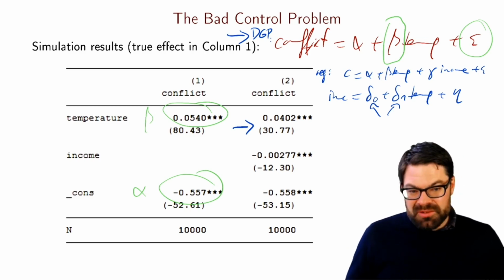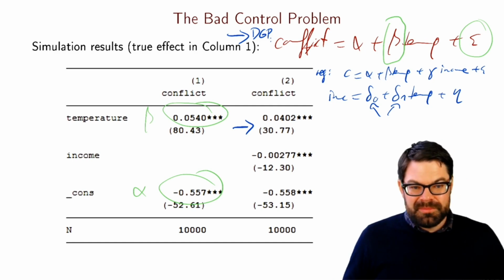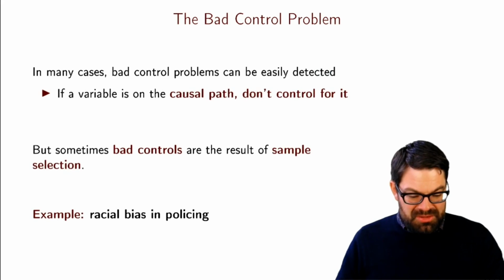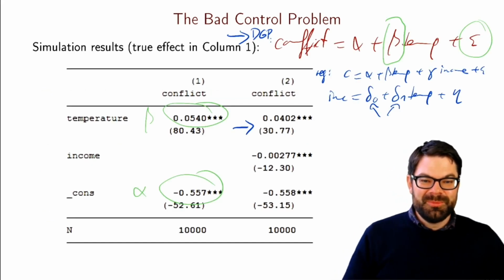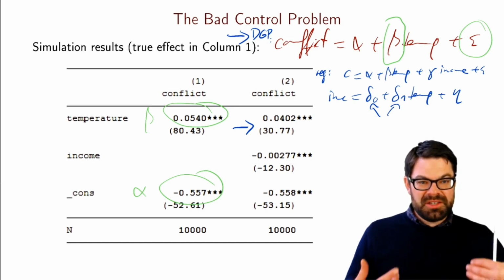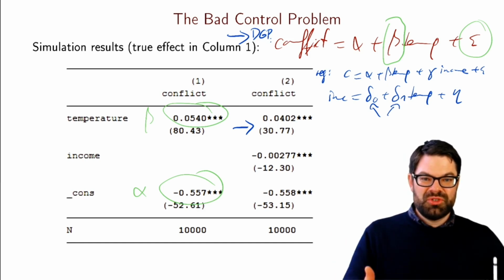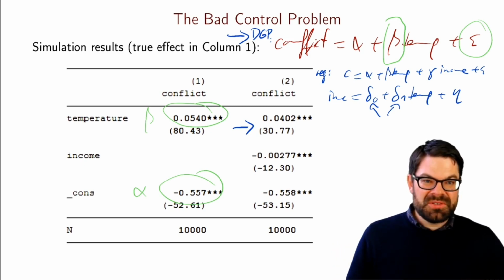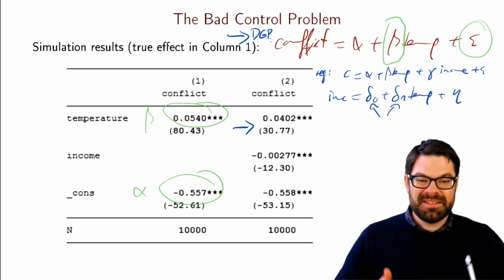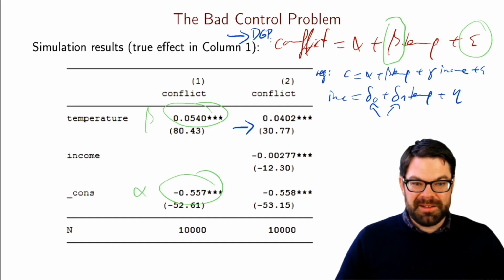And bad control problems are everywhere. And if you don't believe it, once you go to seminars, you see there's a lot of discussion about them. And while there should be a lot of discussion, in my view, about selection bias due to confounders, there should be no discussion about bad controls. Bad controls are what they say. They're bad. They should not be included in the model.